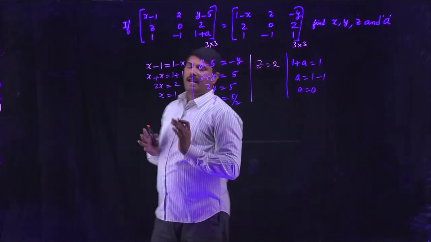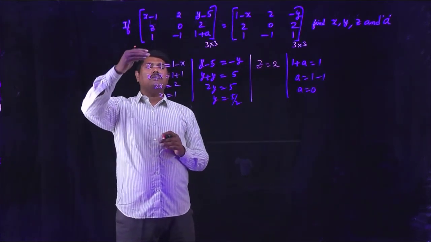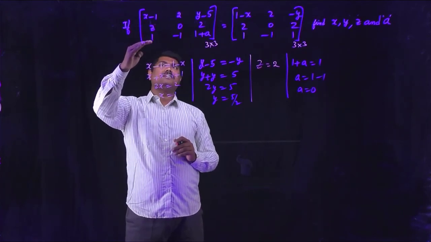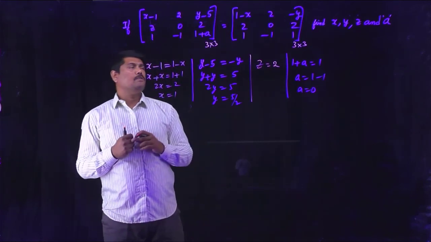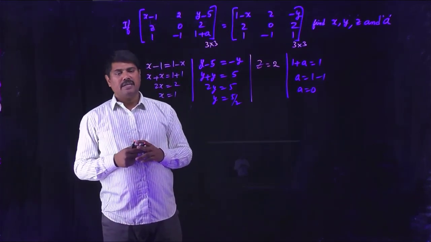So to get the values of x, y, z and a, you have to observe in which position x is present. By comparing and equating the positions, you can get the values of x, y, z and a.